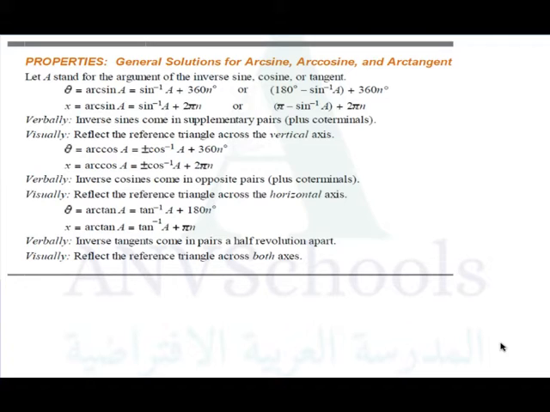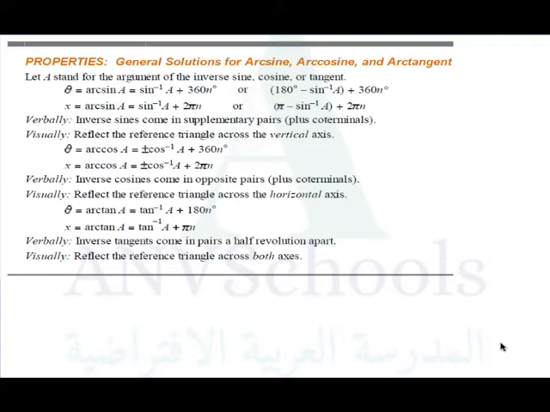Or in terms of x, when we are dealing with radians, that would be arcsine A plus 2 pi n, or pi minus arcsine A plus 2 pi n. Verbally, inverse sines come in supplementary pairs plus coterminals. So those are the solutions for the general arcsine expression. Visually, reflect the reference triangle across the vertical axis. So these are the conclusions and the properties of arcsine.